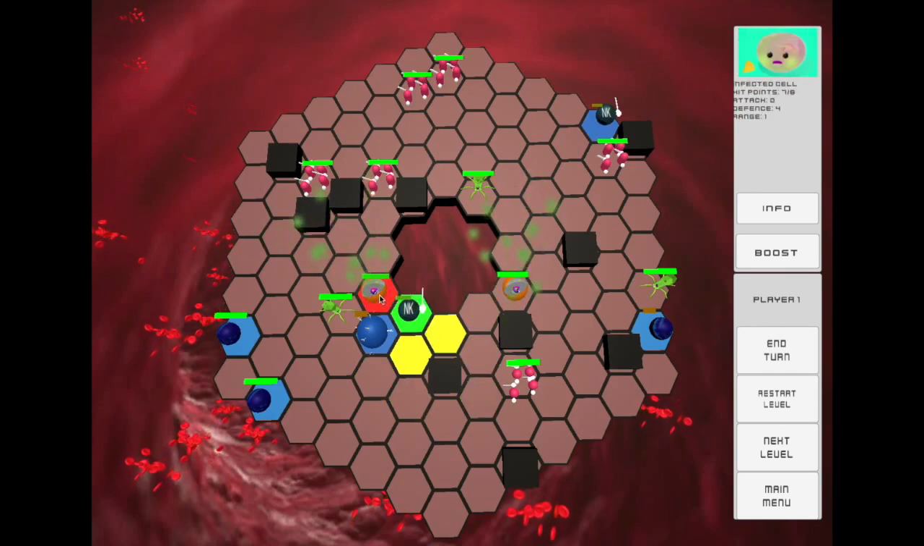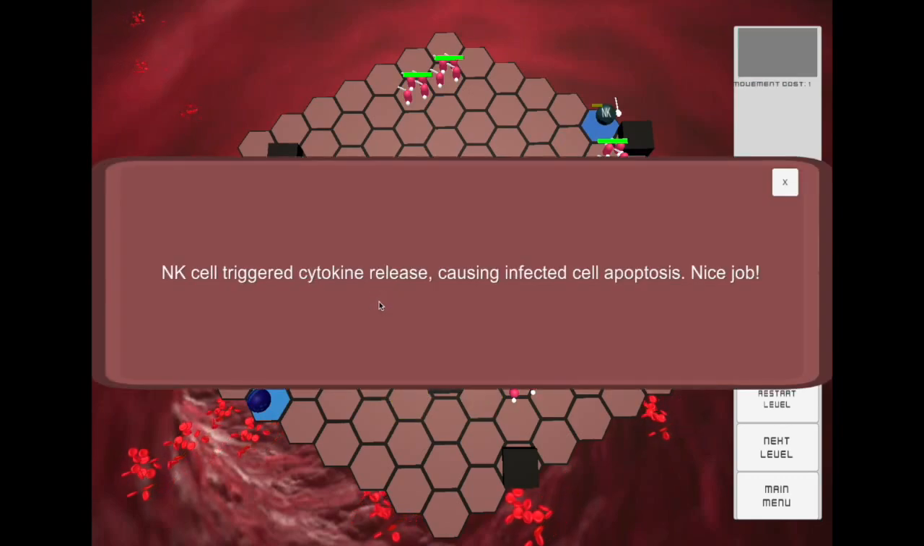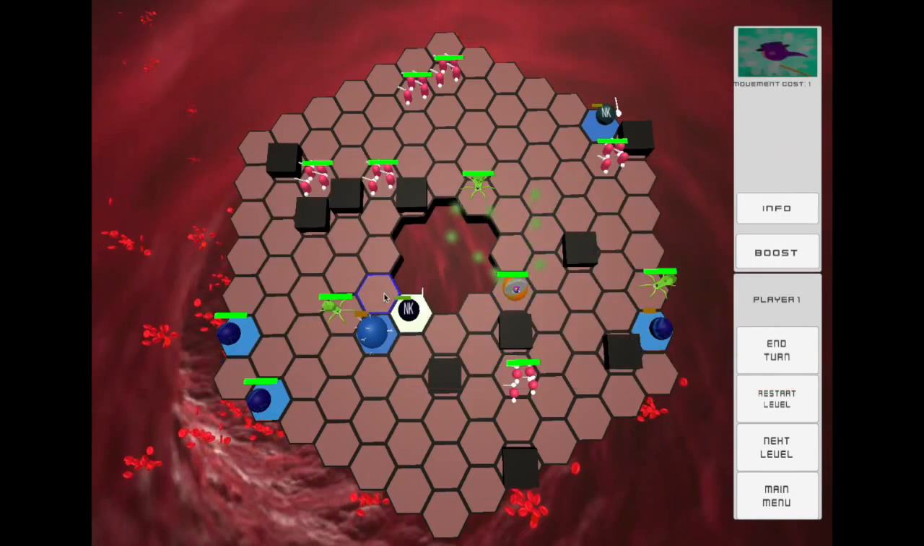So when I come here and attack this infected body cell, you see the combo action is displayed to the user so they're aware of what happened. And then now the body cell is gone.